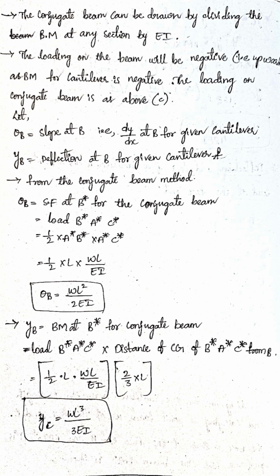So theta B equals the shear force at B for the conjugate beam, equal to the load of triangle B*A*C*, which is half into AB into AC, half into L into WL/EI. So it will become WL²/2EI. Then YB equals the bending moment at B* for the conjugate beam. Therefore the load of B*A*C* into the distance of its center of gravity from B, so half into L into WL/EI into x bar, that is 2L/3. So YB is equal to WL³/3EI.